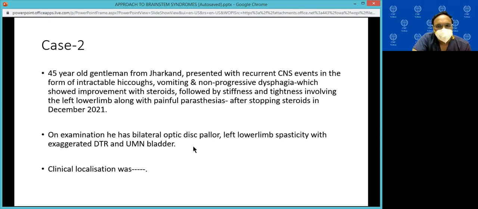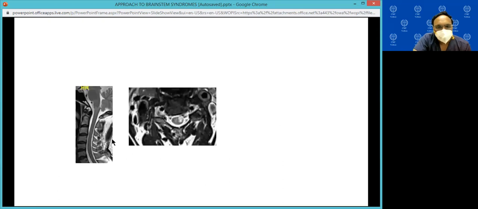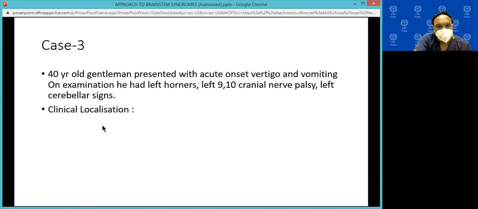Again, the localization with the hiccups is the area postrema and the cervical cord, left-sided cervical cord. The imaging you can see is the medulla, so both the dorsal and ventral parts are involved. So area postrema is involved. This is the cause for the hiccups, and you can see the axial section of the spine, where almost half of the cord is involved. Is more likely NMO spectrum disorder.